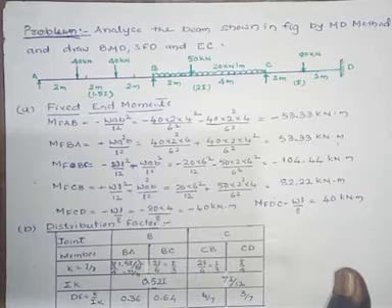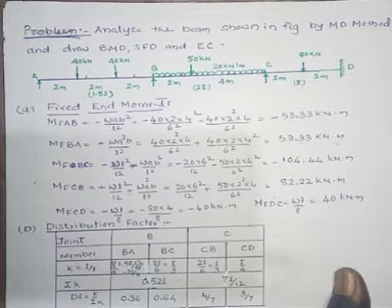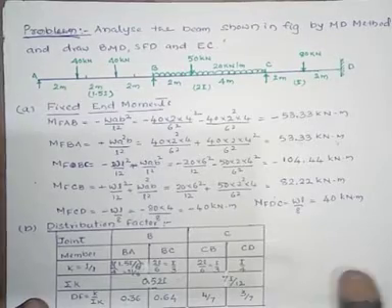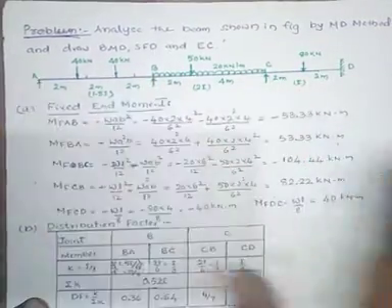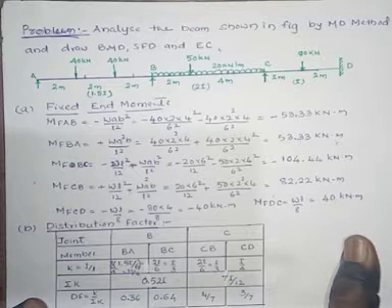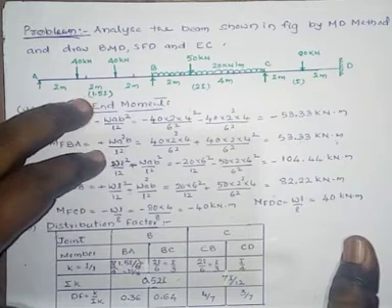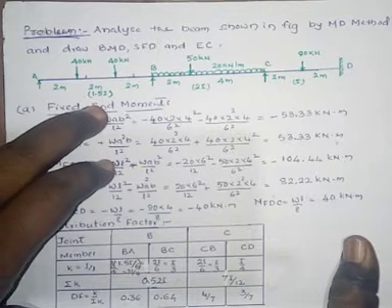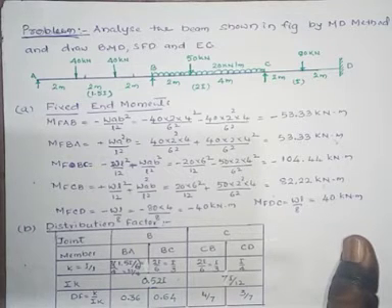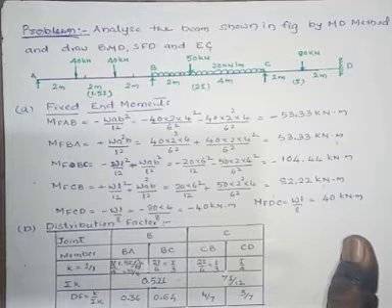Here, K is the relative stiffness value. K is given by I by L. With respect to B, A is non-continuous and is on simple support. Hence, K equals 3/4 of I by L. 3/4 into moment of inertia, which is 1.5 times I, divided by L, which is 6 meter, that one is 3I by 16. K for BA is 3I by 16.